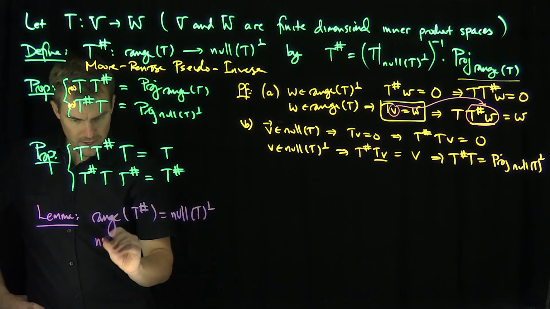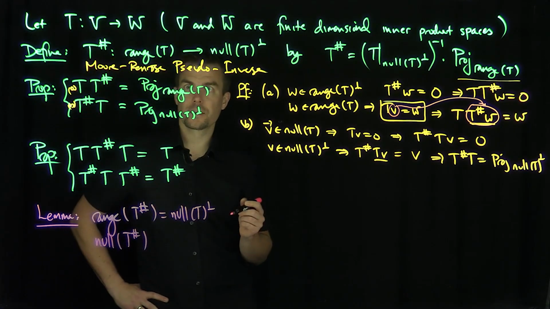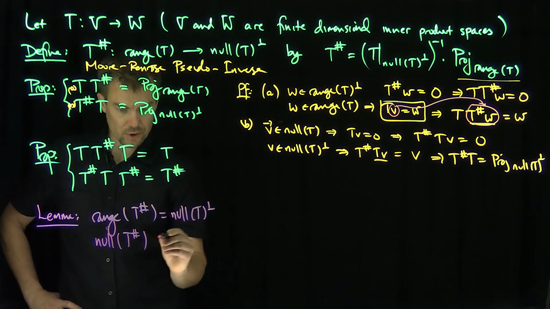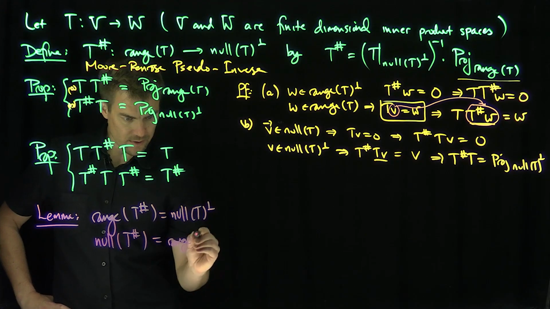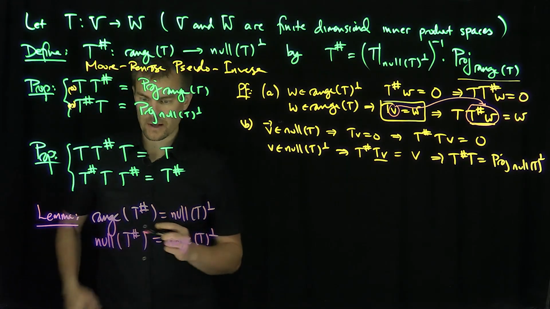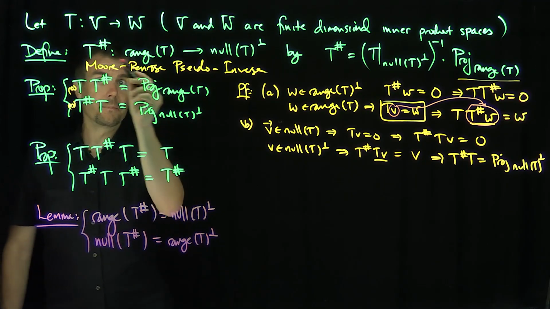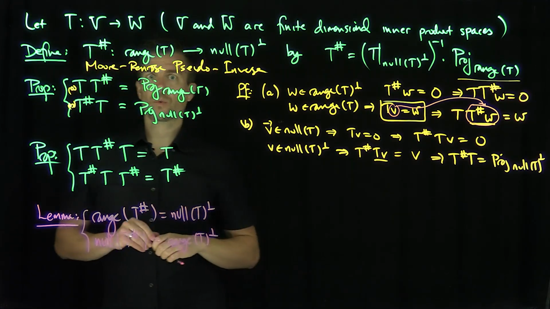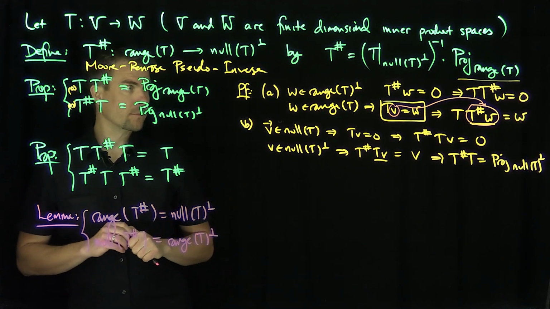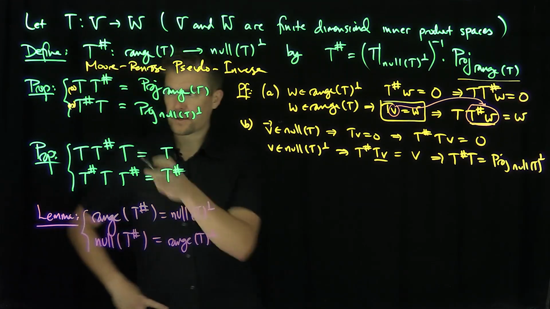And then the null space of T sharp is just going to be what? The null space of T sharp is just the range perpendicular. So it's everything perpendicular to the range of T perpendicular over here, right? Great, so that's my lemma. That's just going to help us. That just stems from the fact that this T sharp is going to be a 1-to-1 and onto transformation, right? Great. All right, good. And so now how do we figure out this proposition over here?